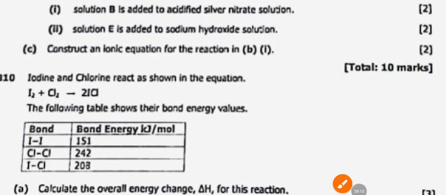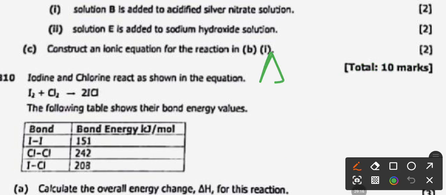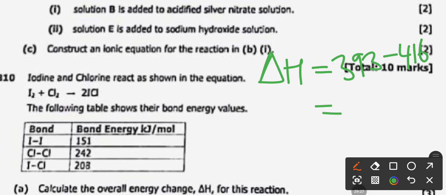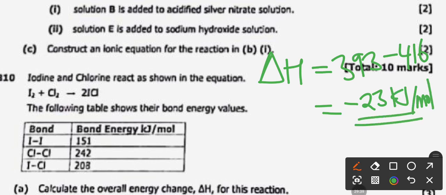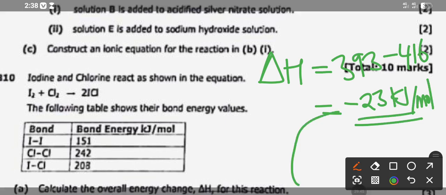So overall what we have is that ΔH is equal to 393 minus 416. So this is giving me a value of minus 23 kilojoules per mole. So this was the overall energy change for the given reaction.